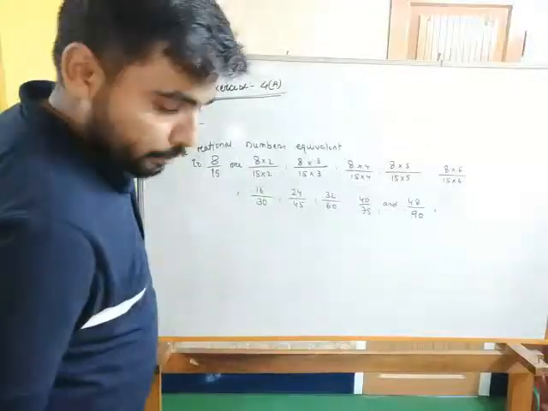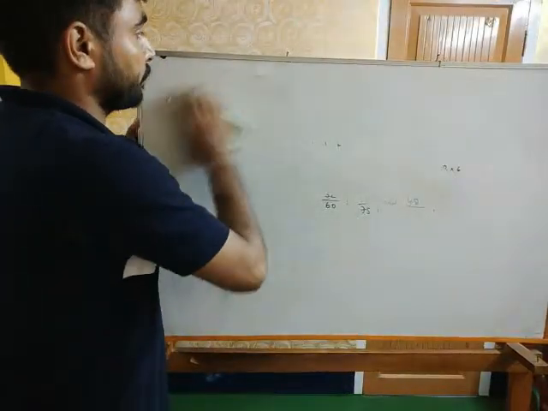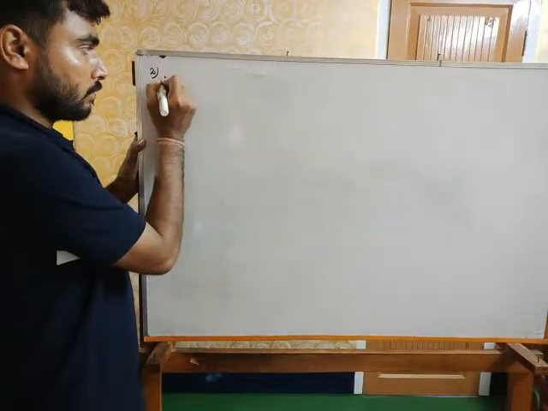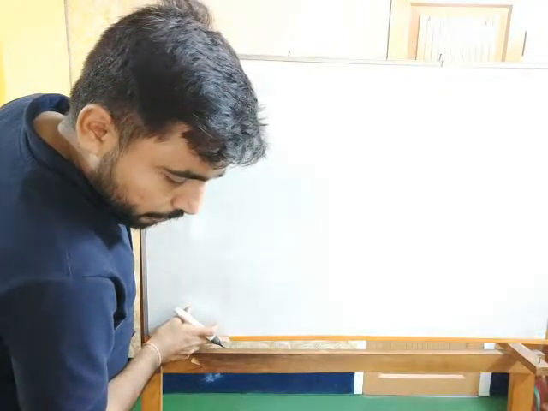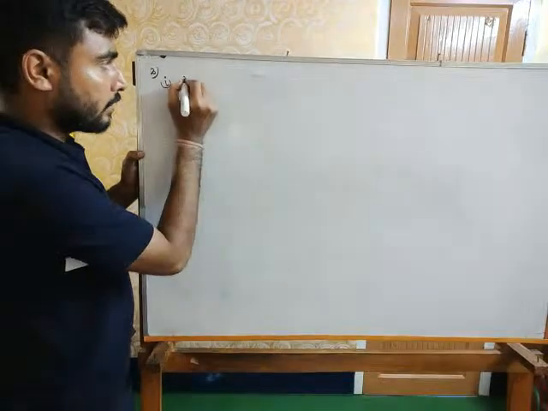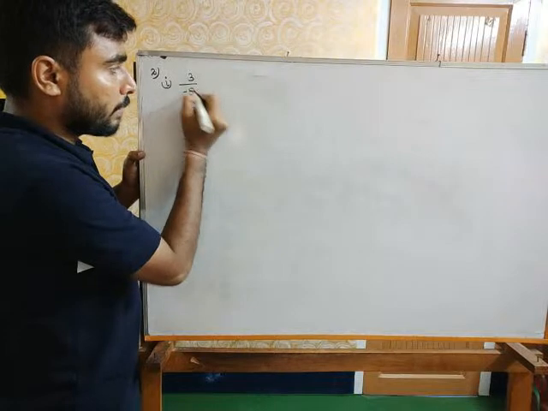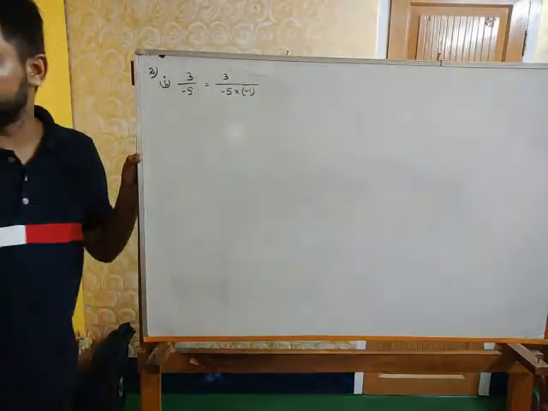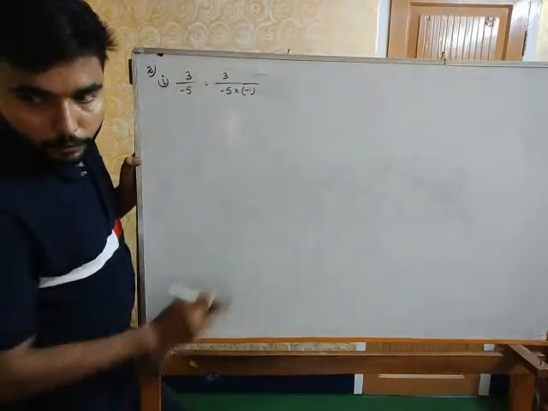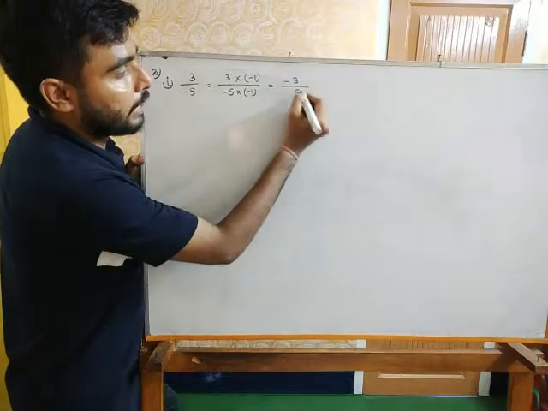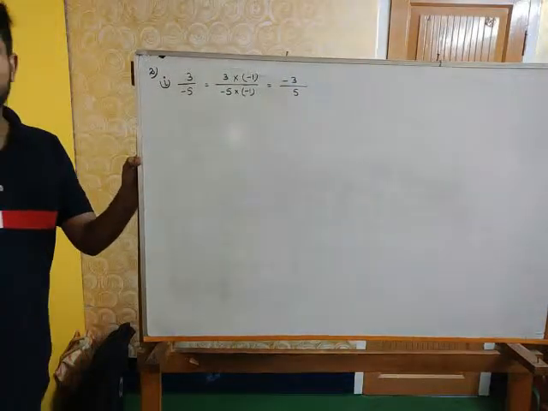Okay. Let's move to number 2. Write each of the rational numbers with a positive denominator. Denominator should be positive. So we'll write 3 by minus 5. For making the denominator positive, you can multiply minus 1 with the denominator since it is negative. When you multiply minus 1, minus minus becomes plus, and minus 3 into minus 1 will be minus 3, and 5 into minus 1 is positive 5.